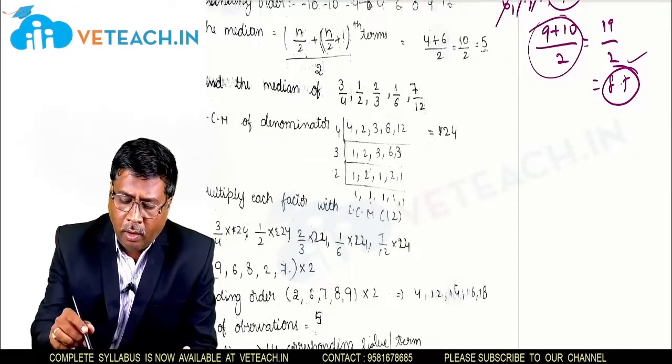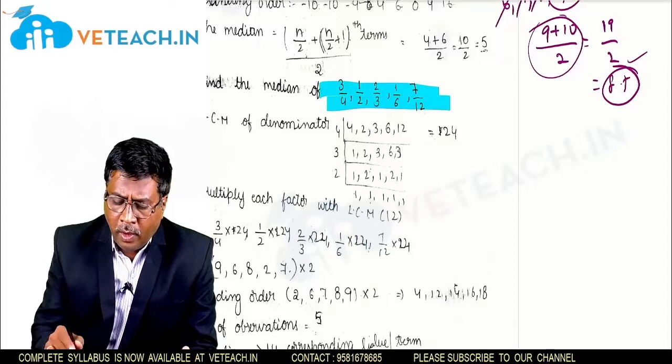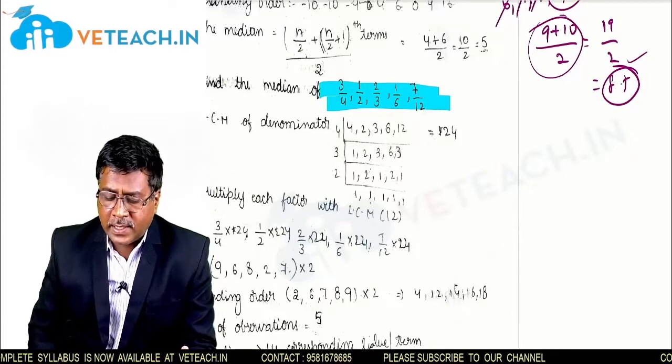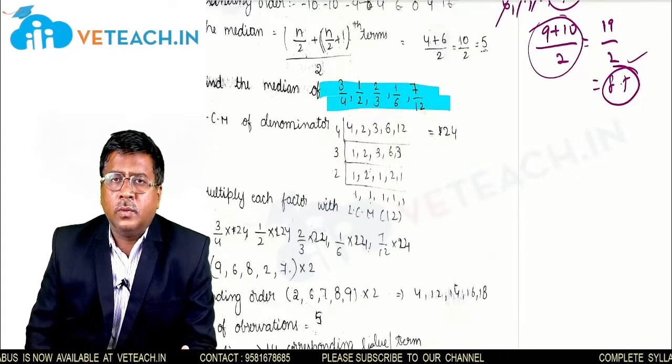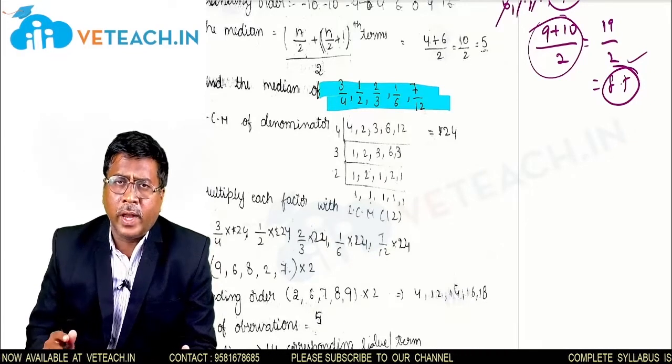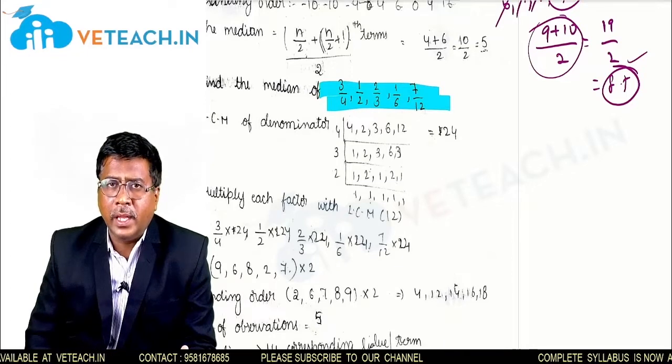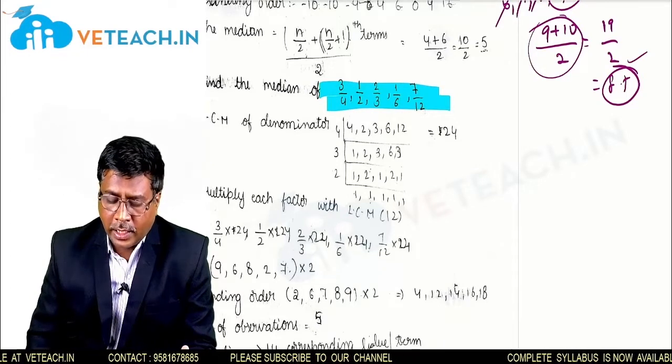Find the median of 3 by 4, 1 by 2, 2 by 3, 1 by 6 and 7 by 12. This is for fractional values. You should practice arranging them in either ascending or descending order.